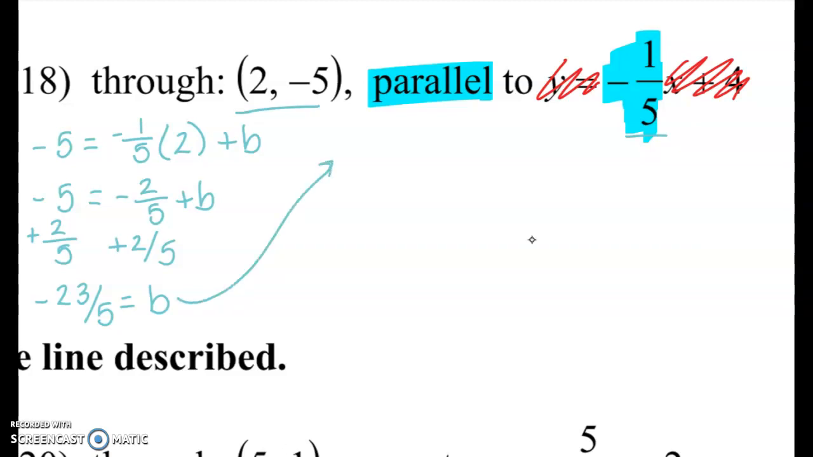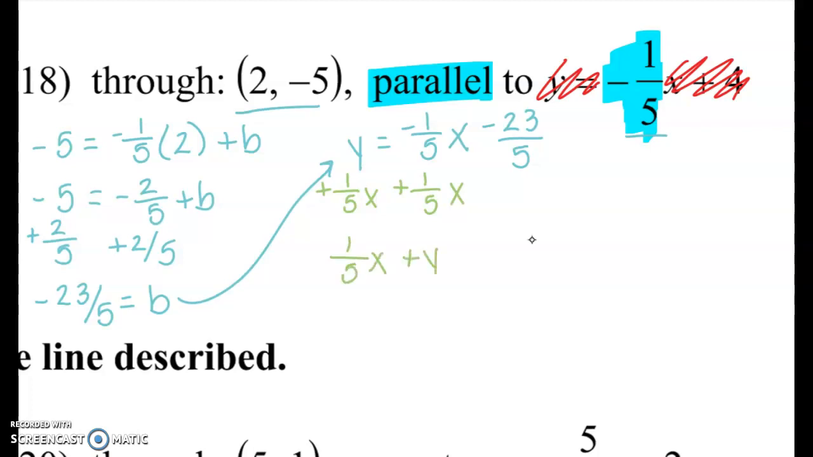So then from there, we write the equation of our line: y is equal to negative 1/5 x minus 23/5. Again, we want this in standard form, so I have to get the x to the other side. So add 1/5 x to both sides. 1/5 x plus y is equal to negative 23 over 5.